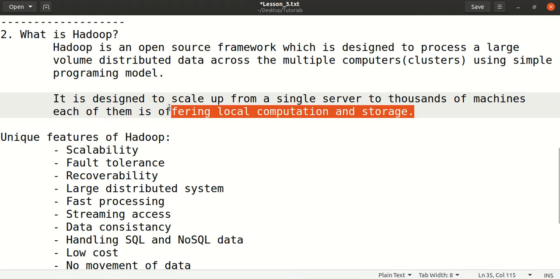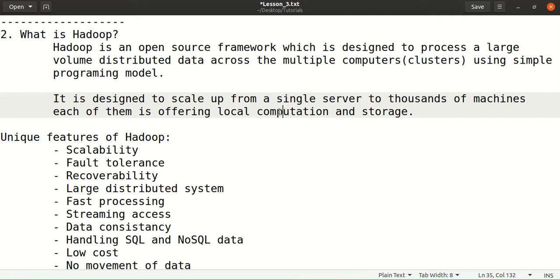As I told you, in a normal distributed file system, the client is sending the request to the server. If the server rejects, nothing will happen. If the server accepts, then the client can send the data to the server, and then the computation is done, the data is processed, analysis is done, then the result will be sent back to the client.